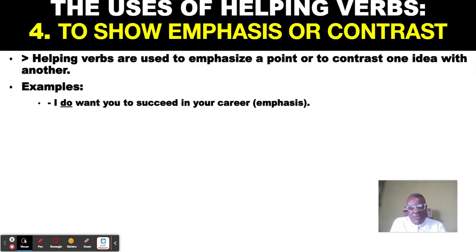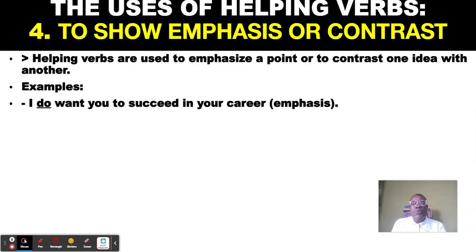Let's look at some examples. I do want you to succeed in your career. I do. Now, this is to emphasize the point. I can say, I want you to succeed in your career. But to place emphasis on what I am saying, I add the helping verb do. I do want you to succeed in your career.